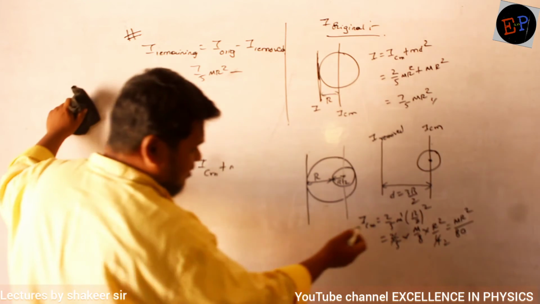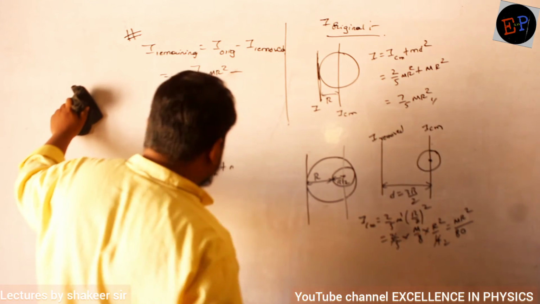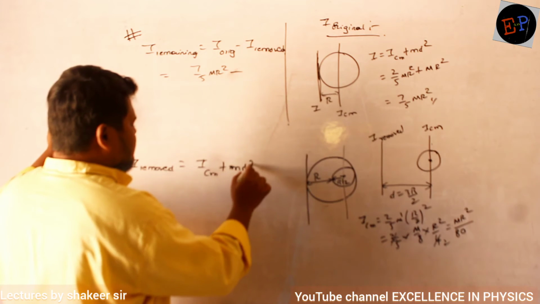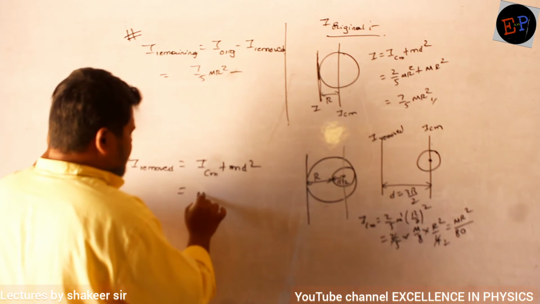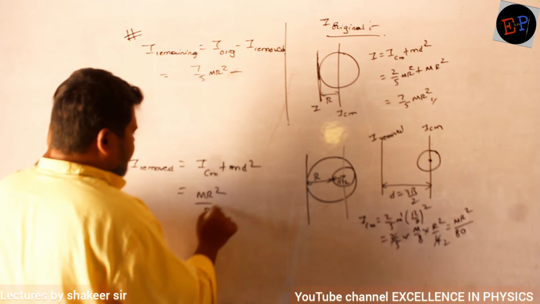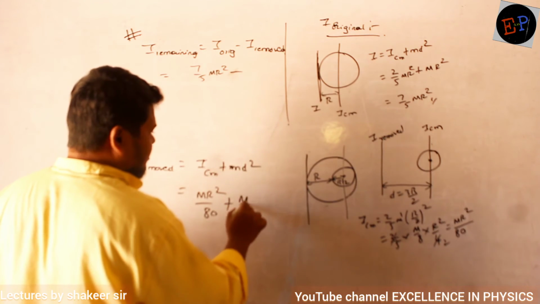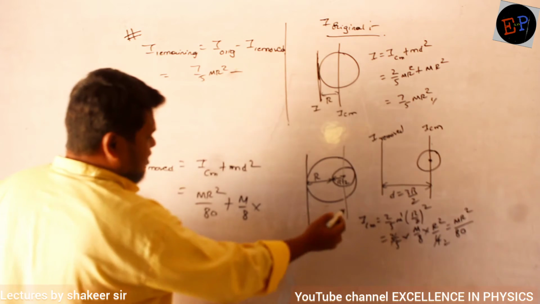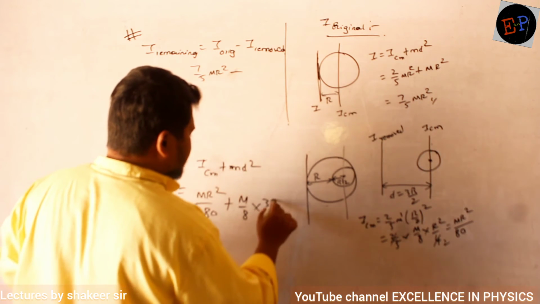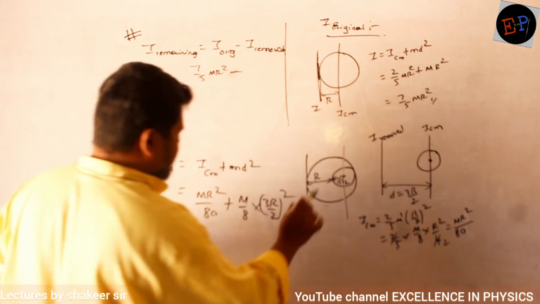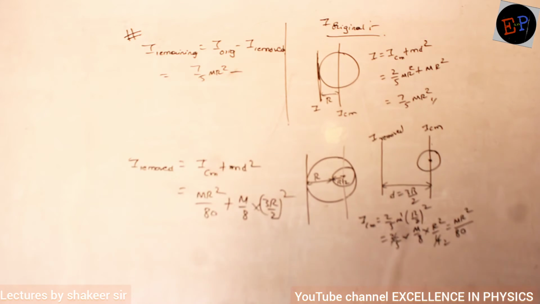We have calculated only about this axis, no? I center of mass plus md square. What is I center of mass? mr square by 80 plus md square. What is the mass of the removed body? m by 8. And what is this total distance? 3r by 2 also. Now it is clear, no?